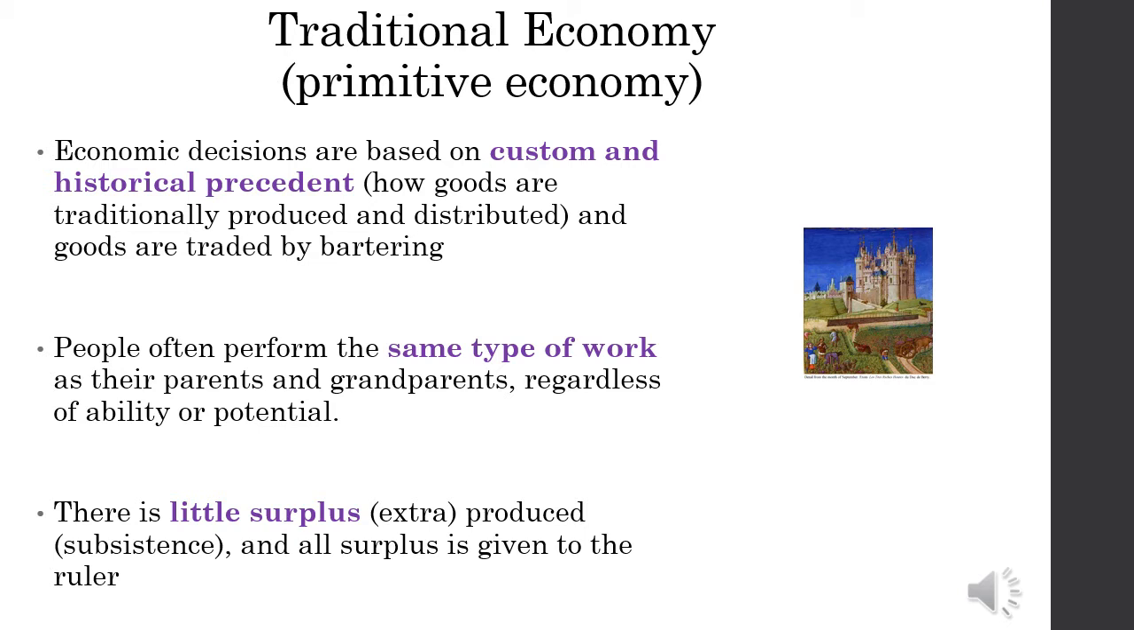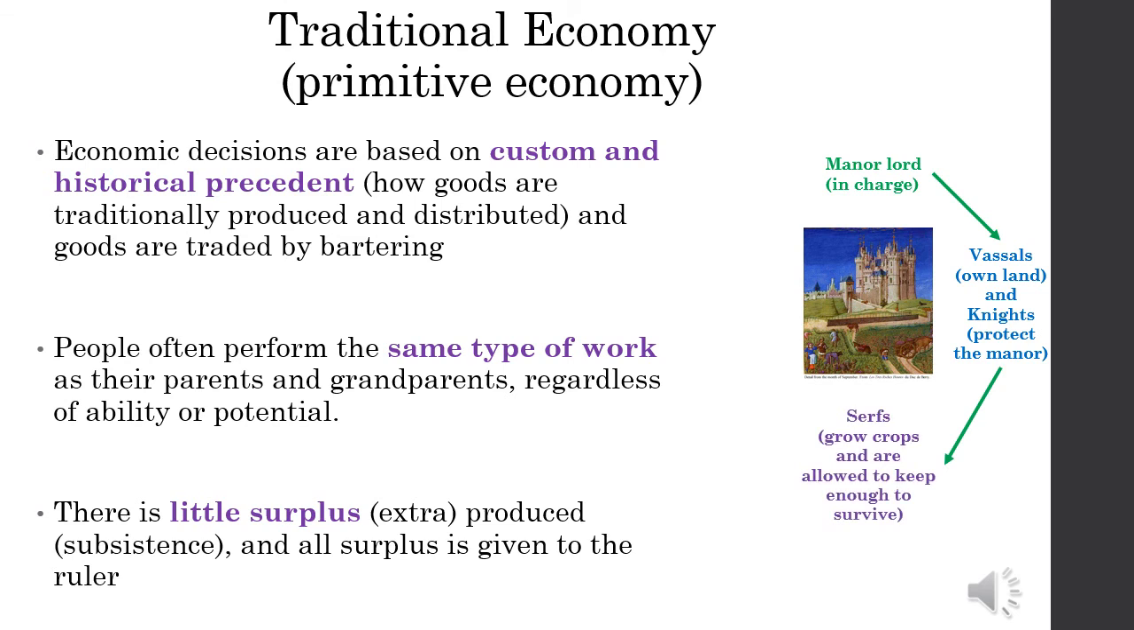It was so bad in Europe that people came together on somebody's property and they made the following deal. The manor lord is the person in charge, and he gives land to vassals. They own the land. And then we have knights. Those are the guys in the shining armor who protect the manor. Those people in turn protect the serfs.